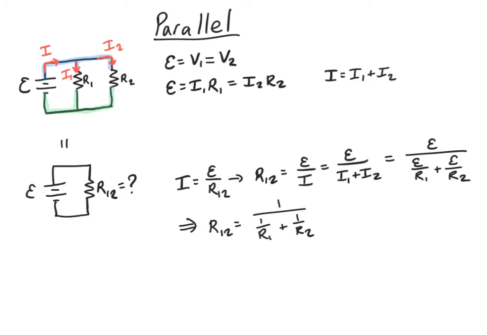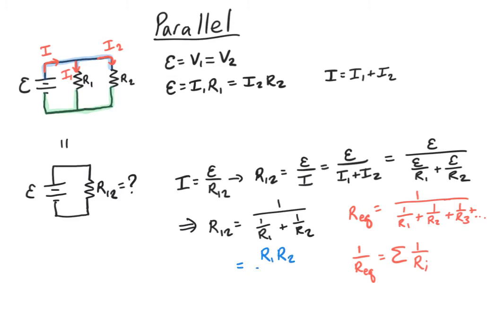And so the equivalent resistance for resistors in parallel can be expressed as 1 over the sum of the reciprocals of all of their resistances, or we often write it as the reciprocal of the equivalent resistance is equal to the sum of the reciprocals. Note that if there are only two resistors in parallel, this expression actually simplifies nicely. You can write it as the product of the two divided by the sum of the two. There is no corresponding simplification for three or more.